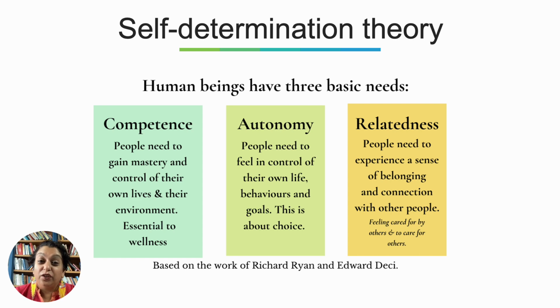The last element of this looks at relatedness. People feel that they need to have a sense of belonging and connection with other people, and a need to be cared for and the ability to care for others.